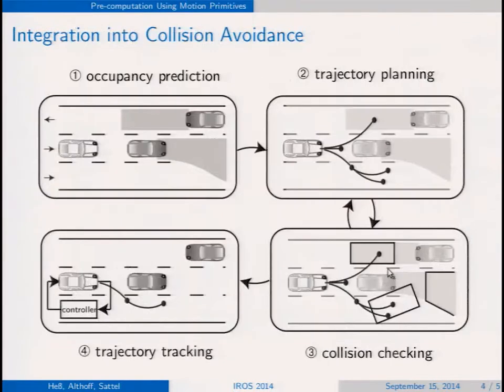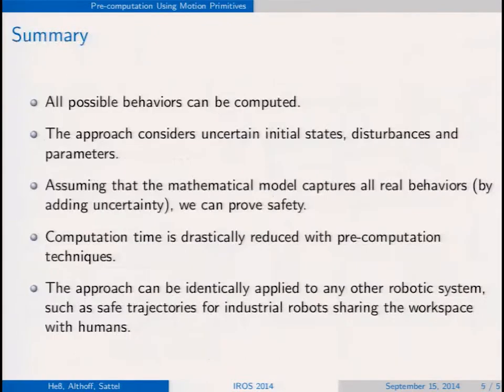The next one I skipped. This just shows the integration of this approach in collision avoidance systems. I would just like to talk about the main benefits. We compute all behaviors, we consider uncertainty, and we can prove correctness using motion primitives.